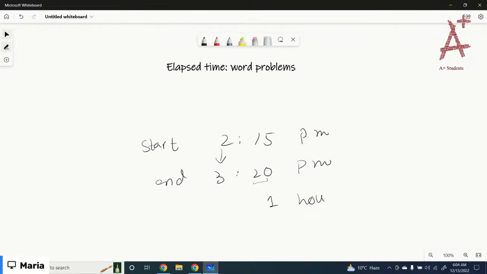Got it? And 5 more minutes, because 20 subtract 15 is 5. You can subtract the start time out of the end one. Just subtract 2:15 out of 3:20. Just subtract hours to hours and minutes to minutes. Got it? 3 subtract 2 is 1 and 20 subtract 15 is 5. That means the total time he worked is 1 hour and 5 minutes. Got it?